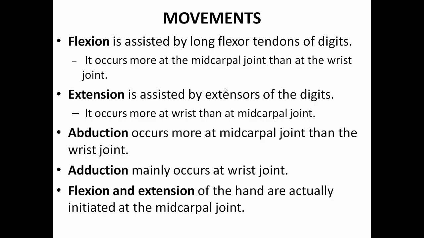Flexion is assisted by the long flexor tendons of the digits and extension is assisted by the extensors of the digits. Abduction occurs at the midcarpal joint rather than the wrist joint. Adduction mainly occurs at the wrist joint. Flexion and extension of the hand are actually initiated at the midcarpal joint.